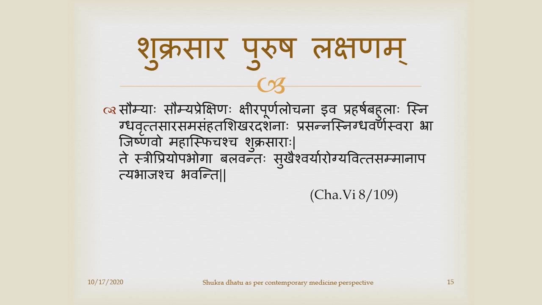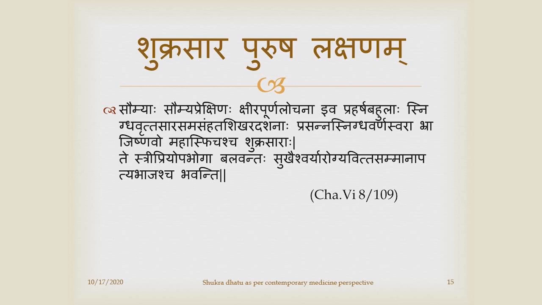That is, Saumya means they are gentle, Saumya Prekshana, good looking, Kshira Purna Lojana. Lojanas are eyes only, the eyes filled with milk or some watery secretions. Iva Praharsha Bahula, always happy, Snigdha Vritta Sara Sama Samhata Shikara Dashanaha, the compact, good, clear Dashana. Dashana means teeth only. And Prasanna Snigdha Varna Swaraha.